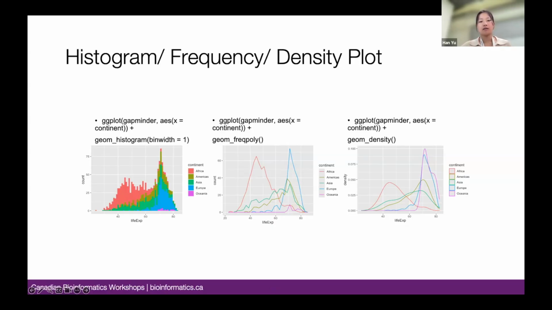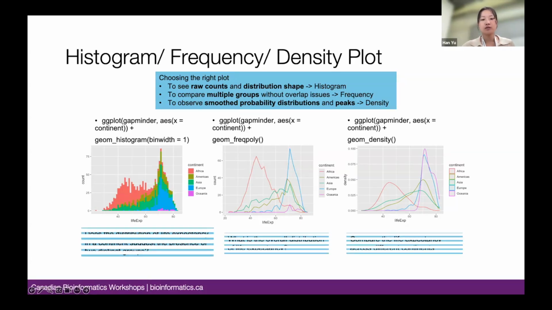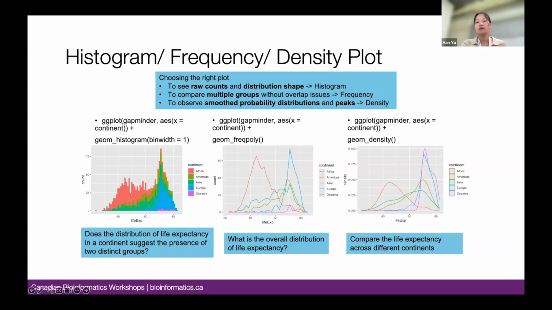So we could use density plots to focus on the shape of the distribution within each group rather than comparing the absolute values. Here are some tips for choosing the right plot. And here are 3 research questions. Try to match them with these 3 plots. We can go over it one by one.